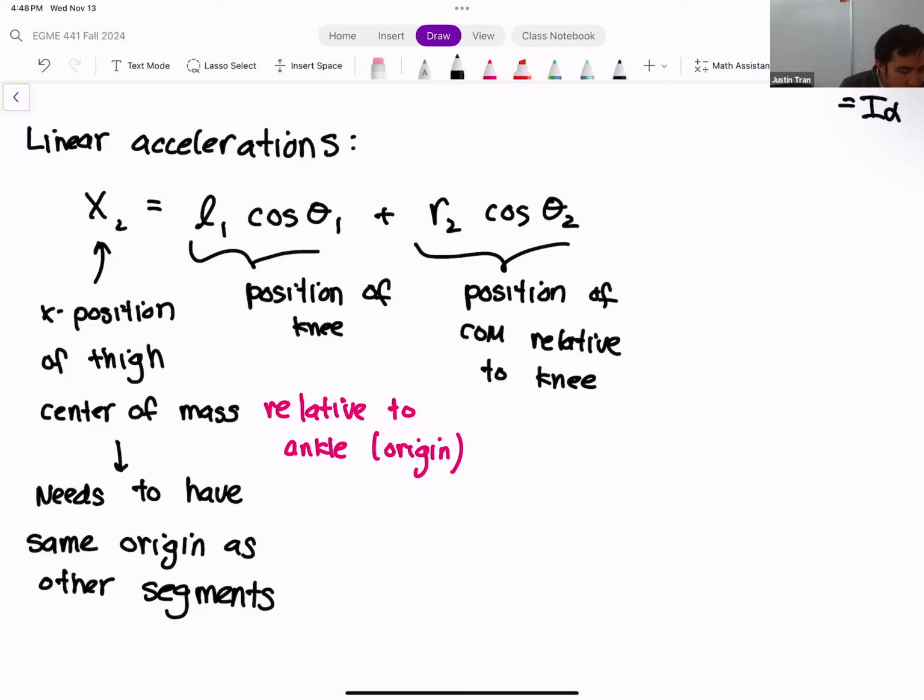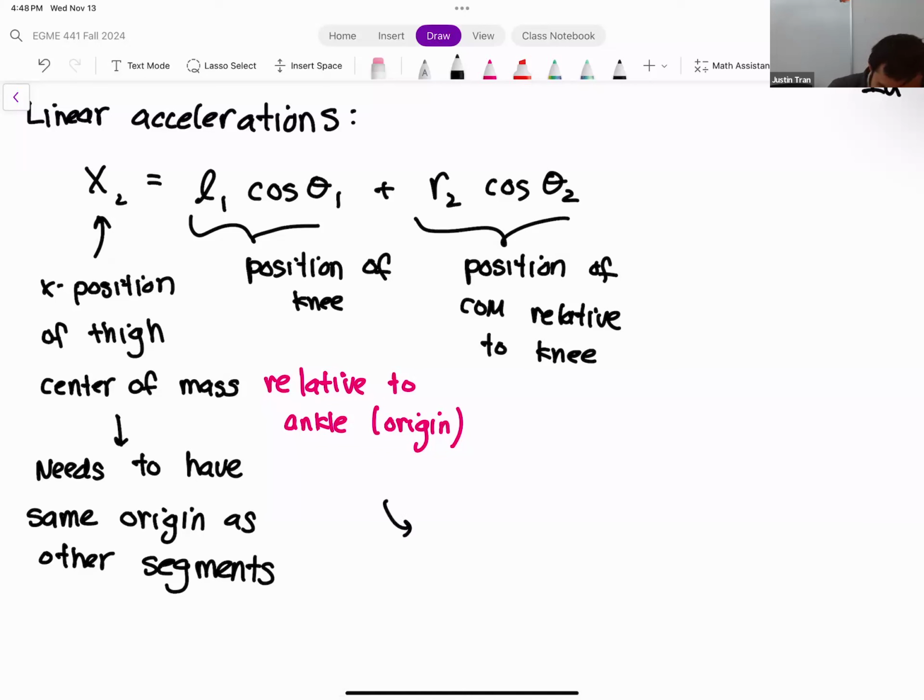Unfortunately, that does make our derivatives a little bit more complicated, but I want to make sure I explain how I got this. All right, so let's go ahead and take derivatives now. Let's take the derivative of this expression with respect to time. That's going to give us the velocity of the thigh center of mass.